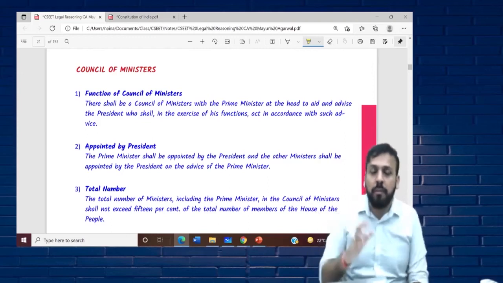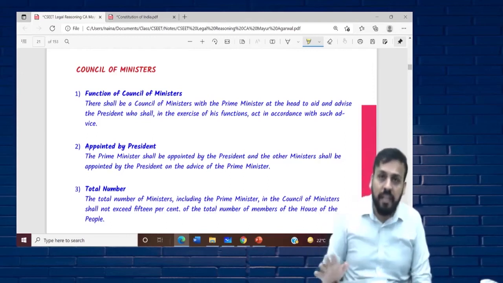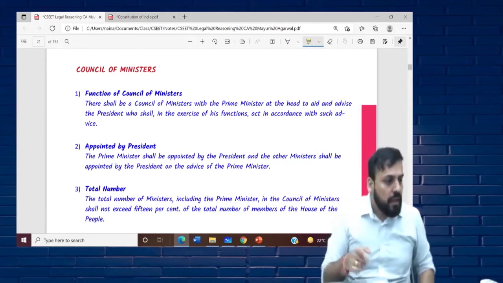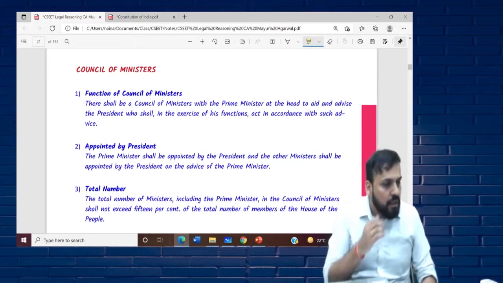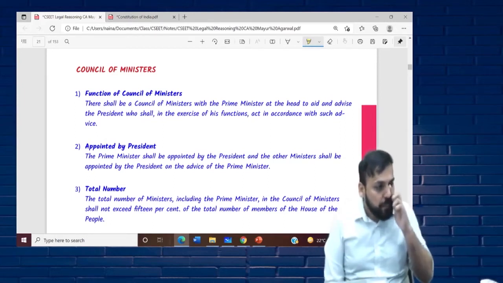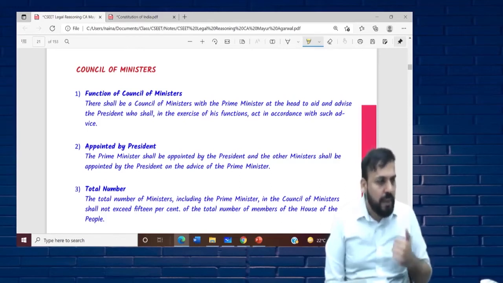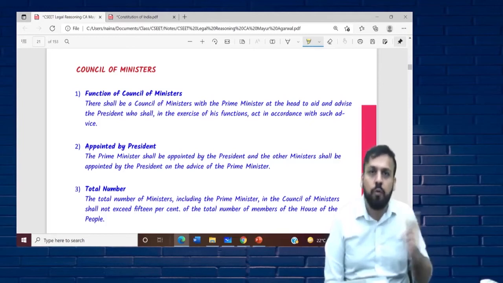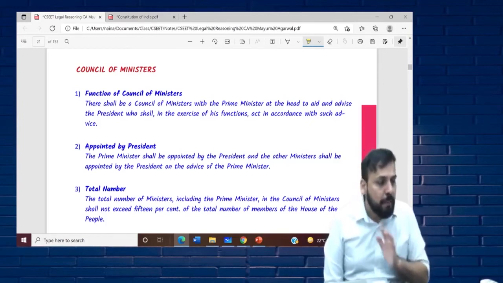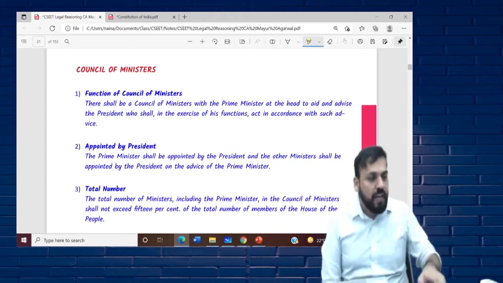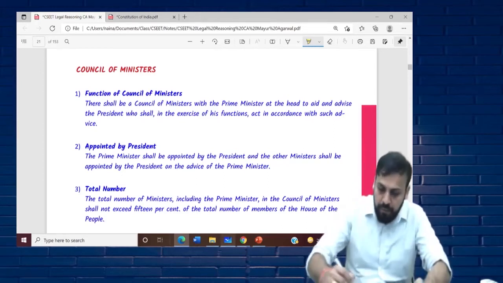The Council of Ministers directly reports to the president. The head of the Council of Ministers is the prime minister. The prime minister is appointed by the president, and then the prime minister suggests to the president who should be in the team, like who should be in a cricket match. The total maximum members in the Council of Ministers cannot exceed 15% of all the people.